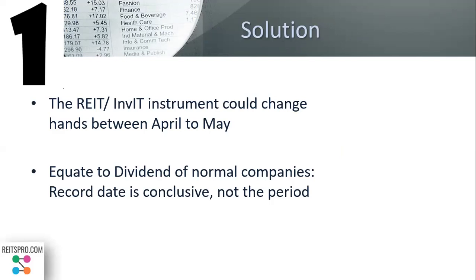So the solution here is that one has to understand the REIT or InvIT instrument could change hands between April to May. Now, what will happen to the dividend? Just equate this to the dividend of normal companies. In a normal corporation also, for equity stocks, the record date is conclusive and not the period for which it is paid. So if you have taken an equity stock today, but the dividend pertains to the previous financial year and is paid today, the record date is today, so you would book it today. And the same goes with REIT and InvIT instruments also.